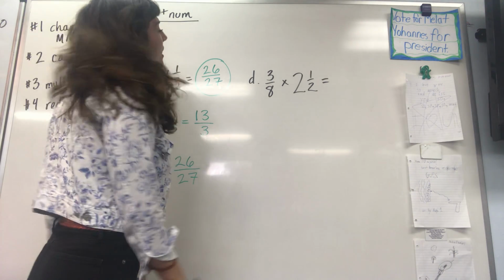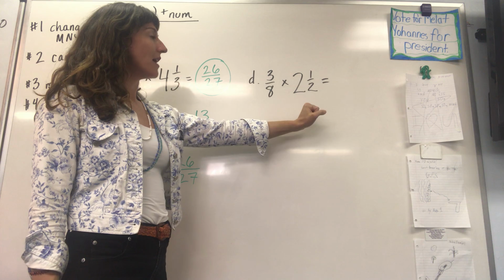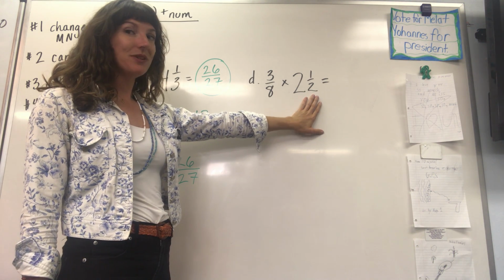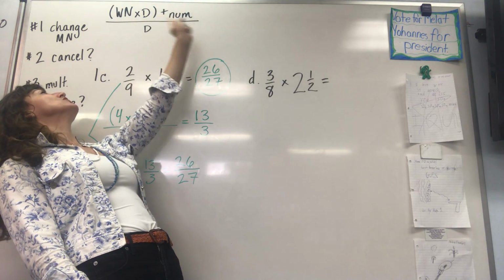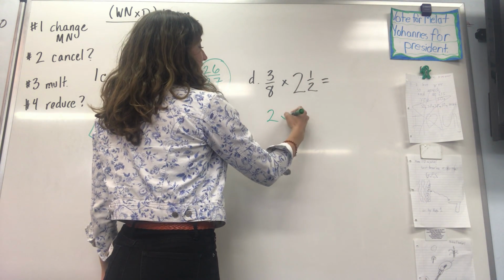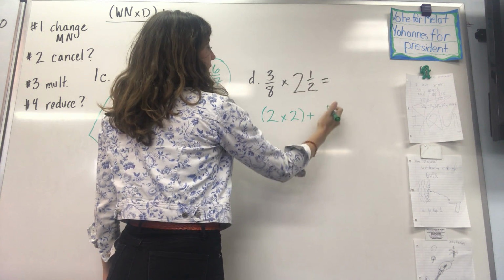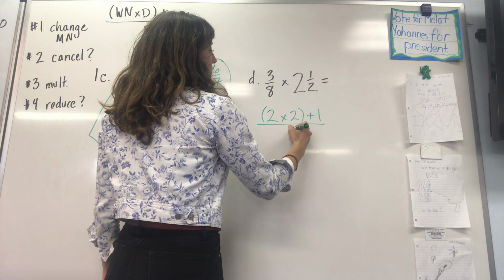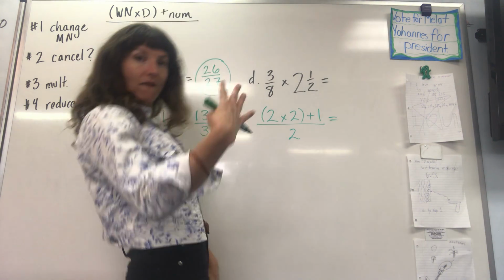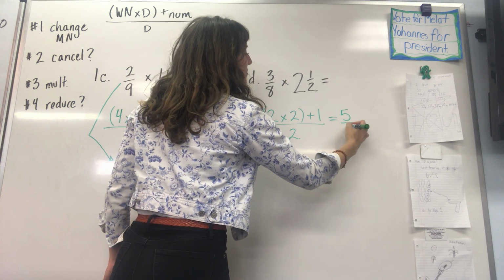Okay, here we go. 3/8 times 2 1/2. I must change my mixed number into a fraction before I can continue. Whole number times denominator plus numerator, all over denominator. Whole number 2 times denominator 2, in parentheses, adding my numerator, which is 1, all over my denominator, which is 2. Booyah. 2 times 2 is 4, plus 1 is 5, all over the number 2.